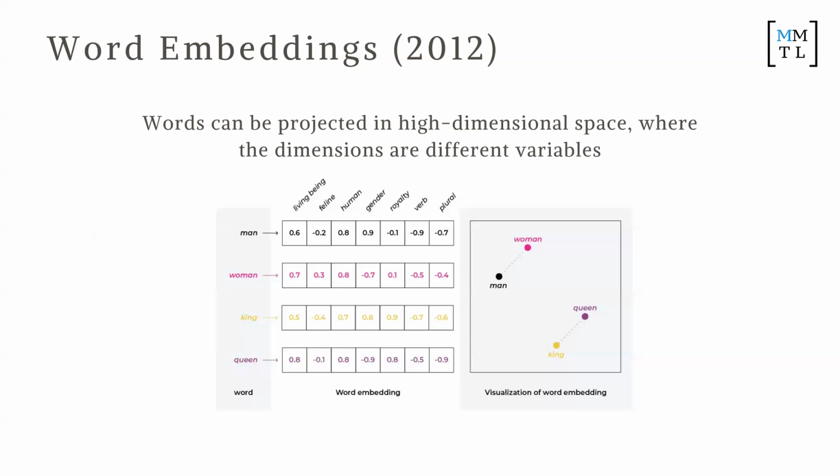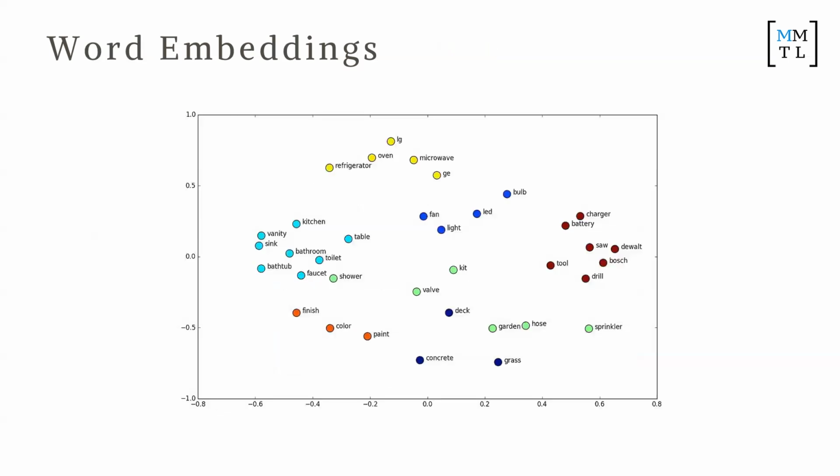In this case, for example, we have a 7-dimensional space. The man is part living being, negative feline, part human, part gender, negative royalty, negative verb, and negative plural. Does it make sense? It basically captures all these infinite dimensions of how you can look at a word.